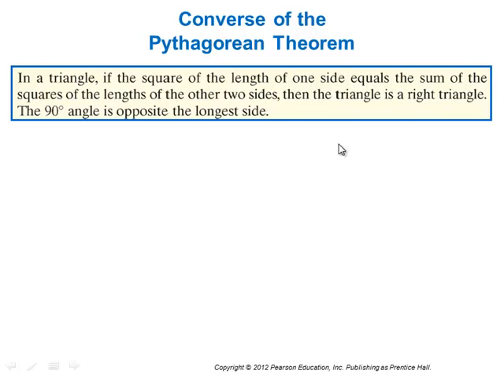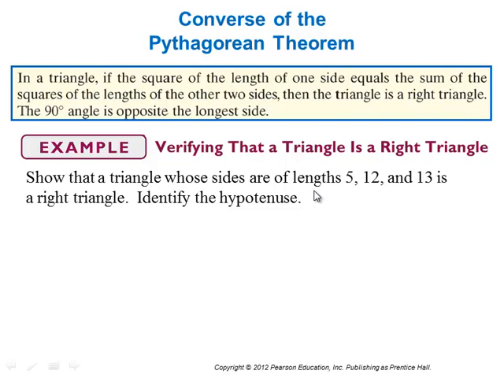Now the converse of the Pythagorean theorem also holds. That says, if that relationship holds amongst the three sides of a triangle, then automatically that triangle is a right triangle.